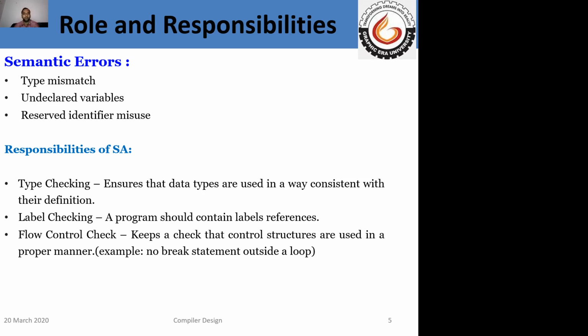Label checking, and last but not least, flow control check. Flow control means the flow control of every program is ensured by the semantic analyzer. A good example is given over here: no break statement is allowed outside a loop, which means a break statement is allowed only inside a loop.